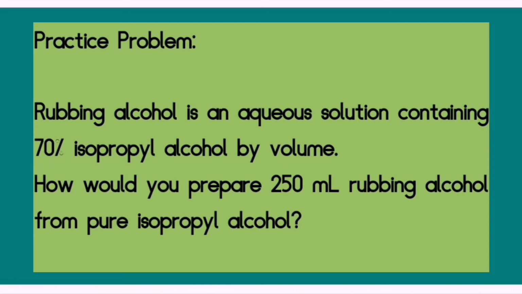Now that we're done with our discussion, it's your turn to solve this problem. Write your answer in your science notebook. Here is the problem. Rubbing alcohol is an aqueous solution containing 70% isopropyl alcohol by volume. How would you prepare 250 ml rubbing alcohol from pure isopropyl alcohol?